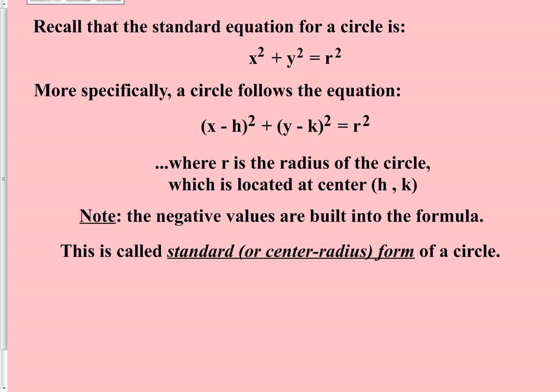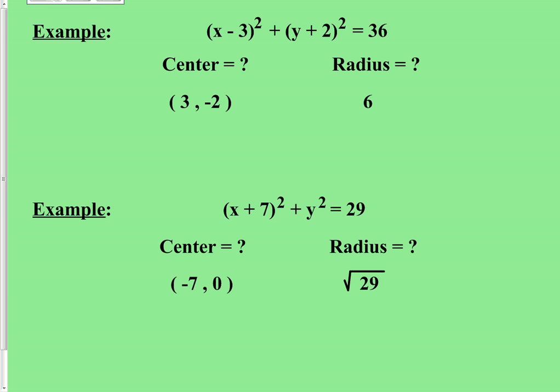This one's very easy to work with, very easy to graph from if you happen to have it in standard form. The only real catch to remember is, of course, the negatives are built into the formula, and the constant represents r squared, not r. So if you have a 36 like you do up top, you have to take the square root of 36 in order to discover the length of the radius. And at the bottom, that was just to prove the point that the radius does not always have to be a whole number. In fact, many times it will not be.